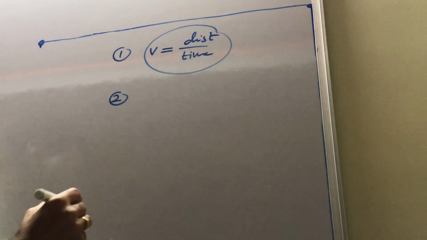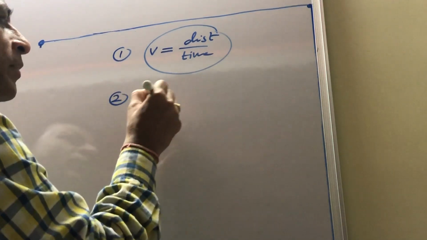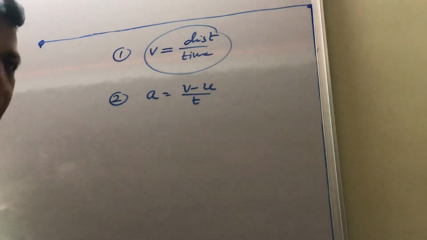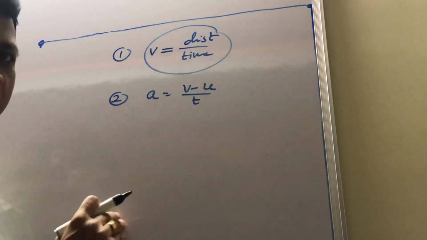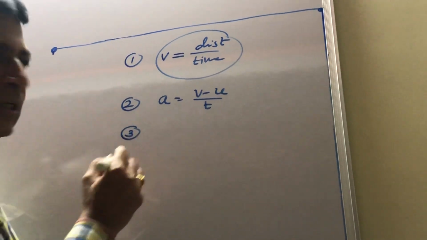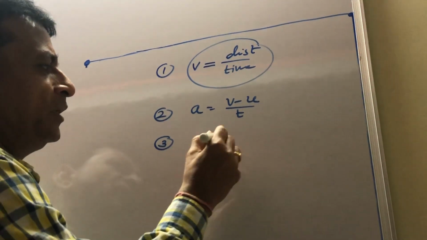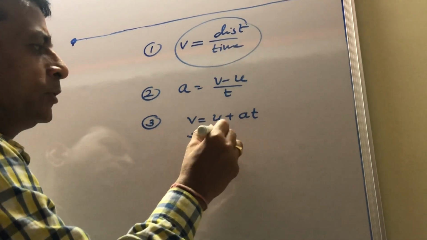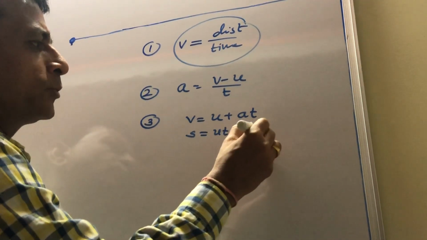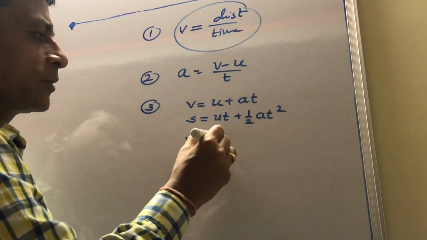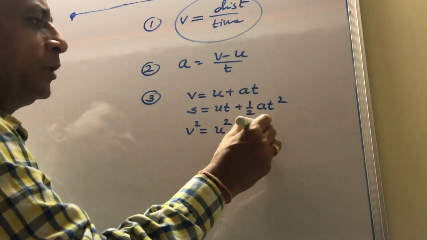Most important formula for the acceleration: a is equal to v minus u upon t. This is also the most important thing. Number 3, three equations. v is equal to u plus at. s is equal to ut plus 1 upon 2 at square. And the third one, v square is equal to u square plus 2as.